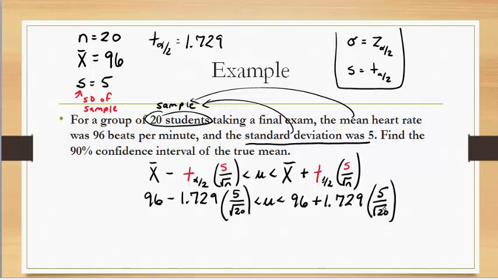And then again, we're going to go to our calculator and type that in. We're typing in the left-hand side separate from the right-hand side. And we're rounding our final answers to 2 decimal places. So on the left, we're going to have 94.07. And on the right, 97.93.